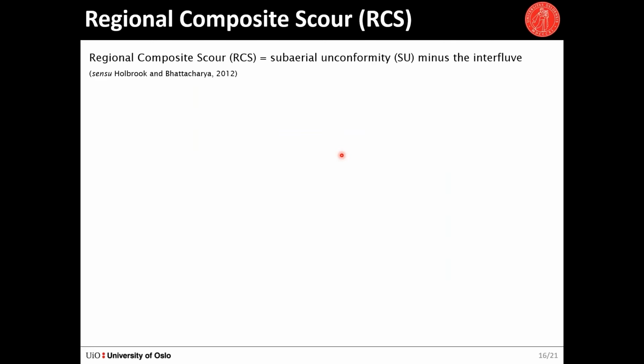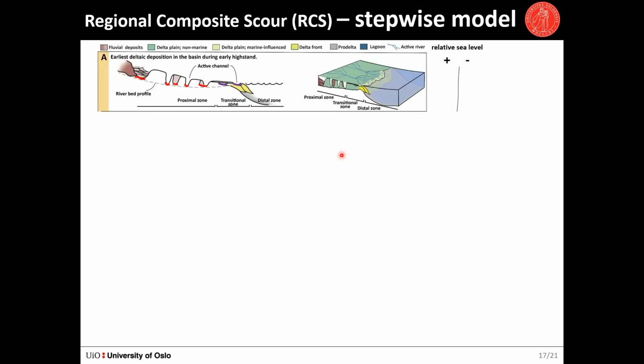And then there's one other concept that I want to introduce. This is the regional composite scour, which is the subaerial unconformity minus the interfluve as defined by Holbrook and Bhattacharya now almost 10 years ago, so it's not new. But we can nicely illustrate this concept based on our model, based on our outcrop data. So we'll take you through that step by step.